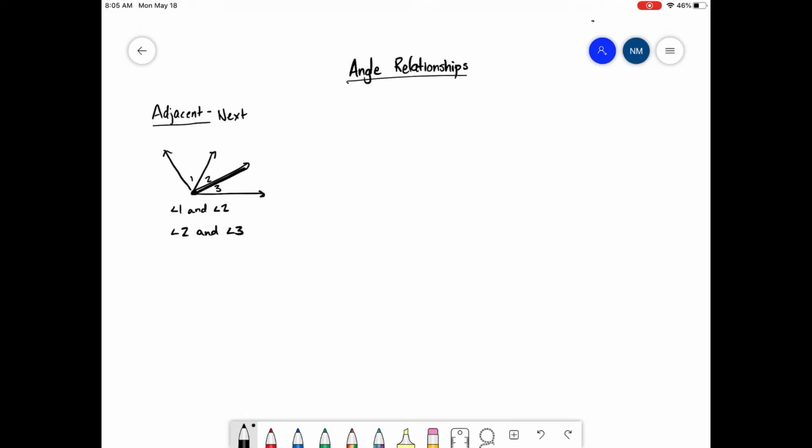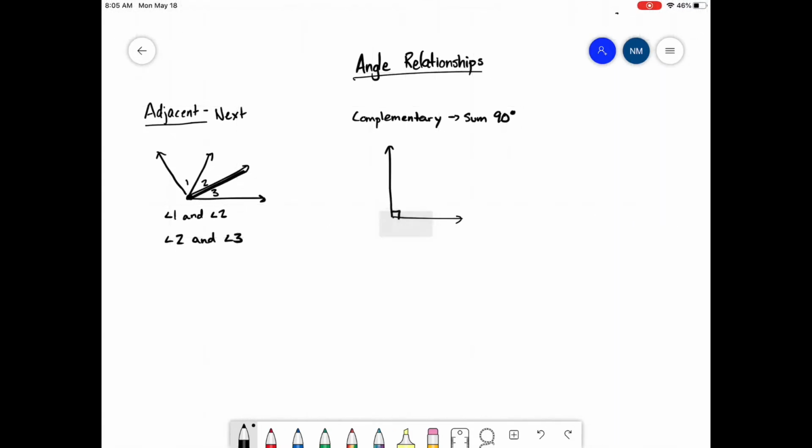My next angle type will be complementary angles. Complementary angles are 2 angles that add up, so they have a sum of 90 degrees. So, if you remember, a 90-degree angle is a right angle, and we can split it into 2. And we'll say that this is 35 degrees and this is 55 degrees. So those 2 angles, if I were to add them, would give me 90 degrees, and therefore it is complementary.